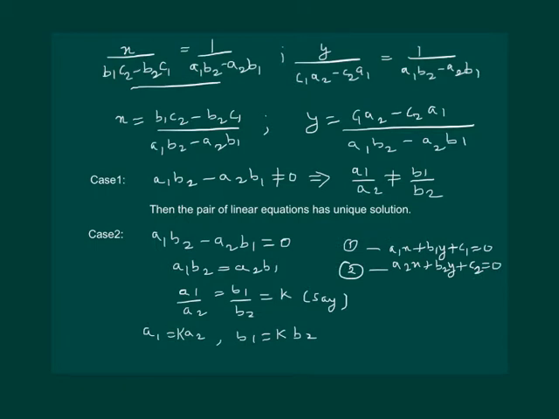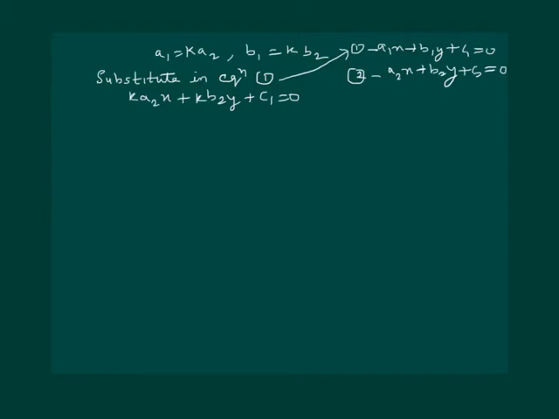Here it is time to recollect the original two equations, equation 1 and 2. Now substitute the value of a1 and b1 in equation 1. On substitution we get k times a2x plus k times b2y plus c1 equal to 0. Now we can take out k common and get a2x plus b2y plus c1 equal to 0. From equation 2, a2x plus b2y is equal to minus c2.